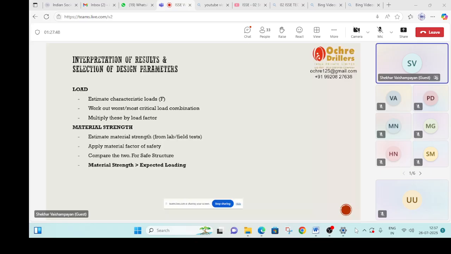So this is the basic design principle which you are doing for structural engineering also. So you estimate the characteristic load maximum coming from structure, work out the worst load combination, and multiply this by load factors and say this is the ultimate load I will get at my site or my structure. And then you use this method for, let us say, for concrete. Estimate the material strength, apply material factor of safety, compare to make sure that the material strength is more than the expected loading. Now, this material strength is normally called the FCK, characteristic strength.